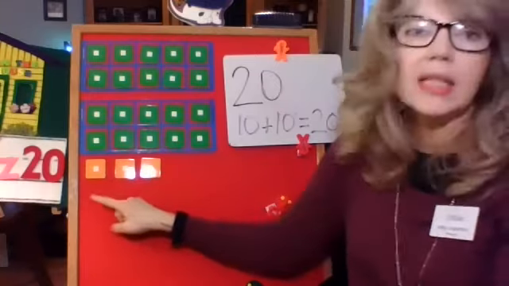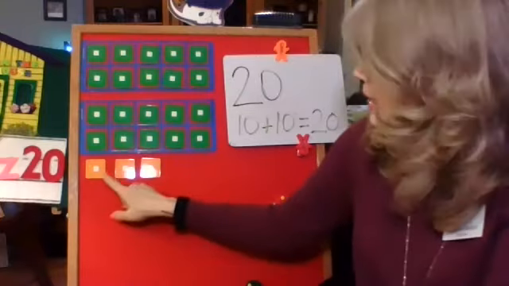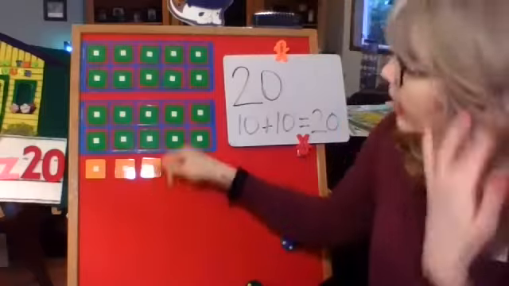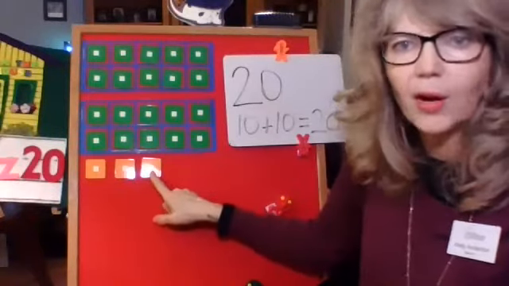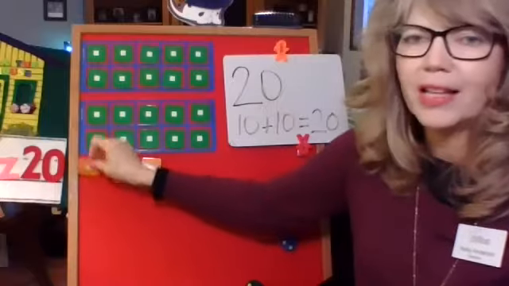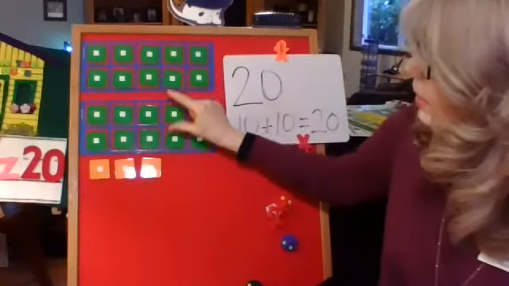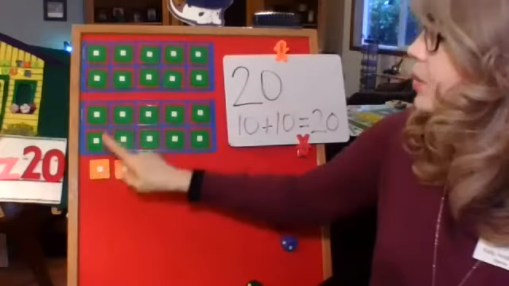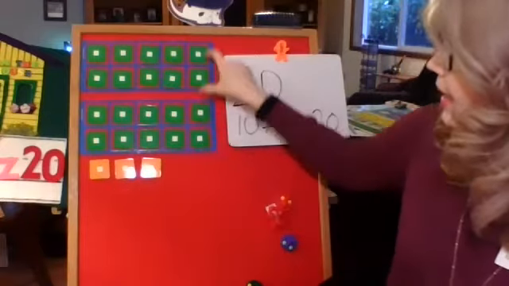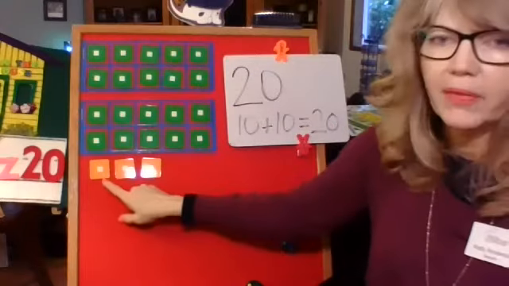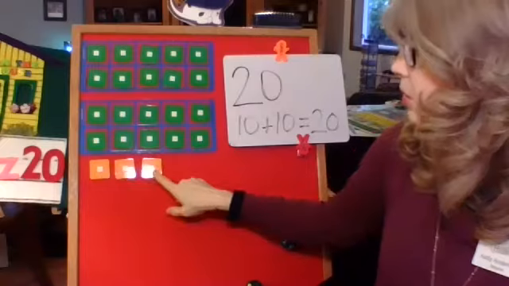I have to count these as ones because that's not another full 10 set, is it? These are just ones hanging out by themselves. Could I go 10, 20, 30, 40, 50? No, that's not 10. That's just 1 right there. So I go 10, 20, 21, 22, 23. I can count these as 10s, but if it's not a full 10 set, then I have to count them by themselves. These are just the ones.